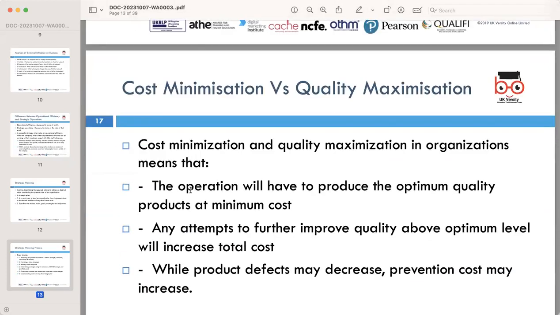Cost minimization versus quality maximization. Cost minimization and quality maximization in organizations means that the operation will have to produce the optimum quality products at minimum cost. Okay, so it's a very simple definition. The operator will have to produce high quality products at minimum cost. So any attempts to further improve quality above the optimum level will increase total cost, while product defects may decrease, prevention cost may increase.